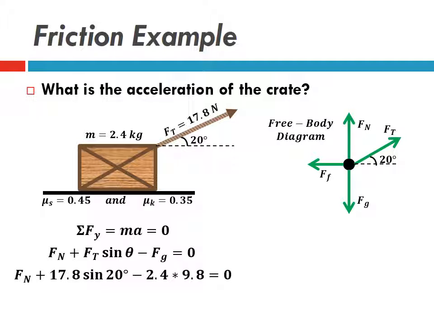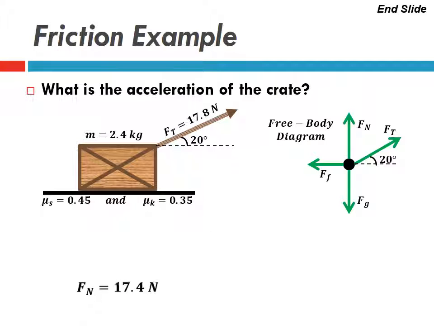We're going to go ahead and plug in what we know. The force of tension is given to be 17.8. The angle is 20 degrees. The force of gravity is mass times the acceleration due to gravity, so it's 2.4, which is the mass, times the acceleration due to gravity, 9.8. We go ahead and plug that in, and we figure out our normal force is 17.4 newtons.